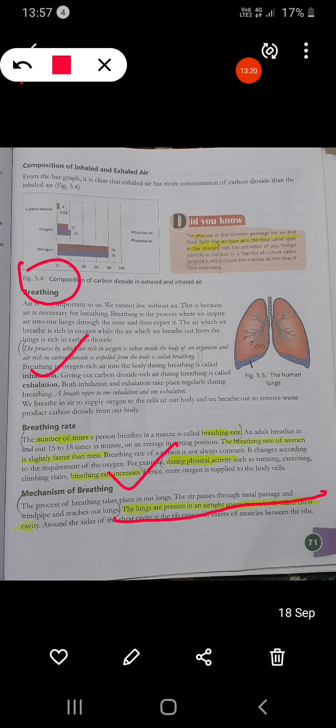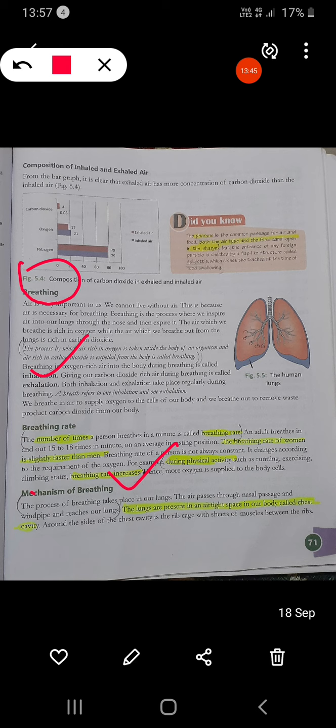Just wait, children. Let us read this paragraph again. The last paragraph: the process of breathing takes place in our lungs. The air passes through the nasal passage. First of all, it enters through the nostril, and then it passes through the nasal passage, then the windpipe, that means the trachea, and finally it reaches our lungs.